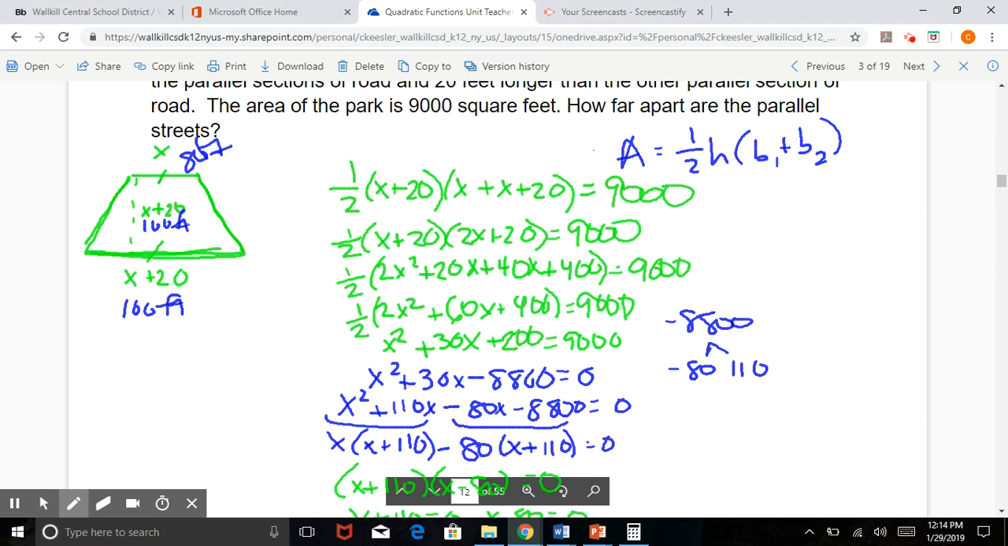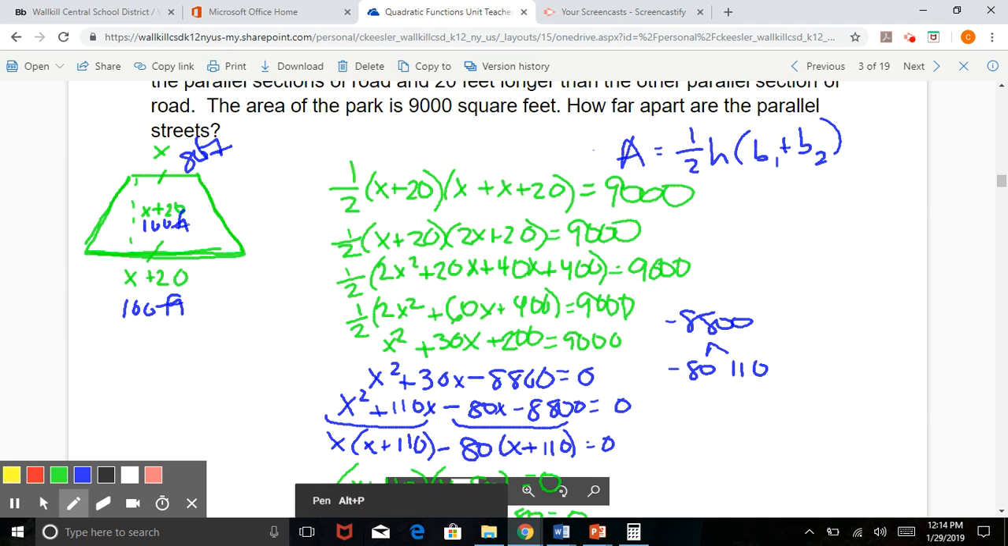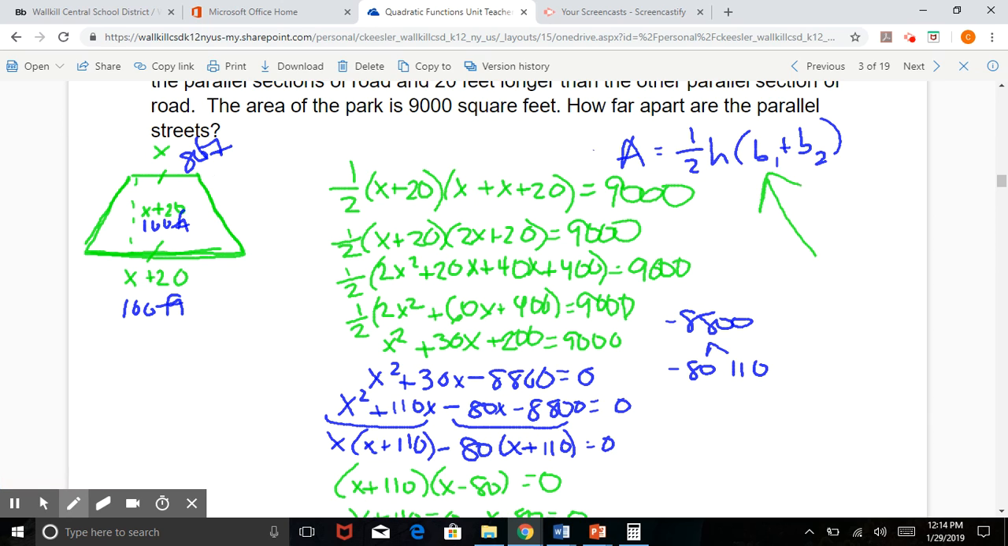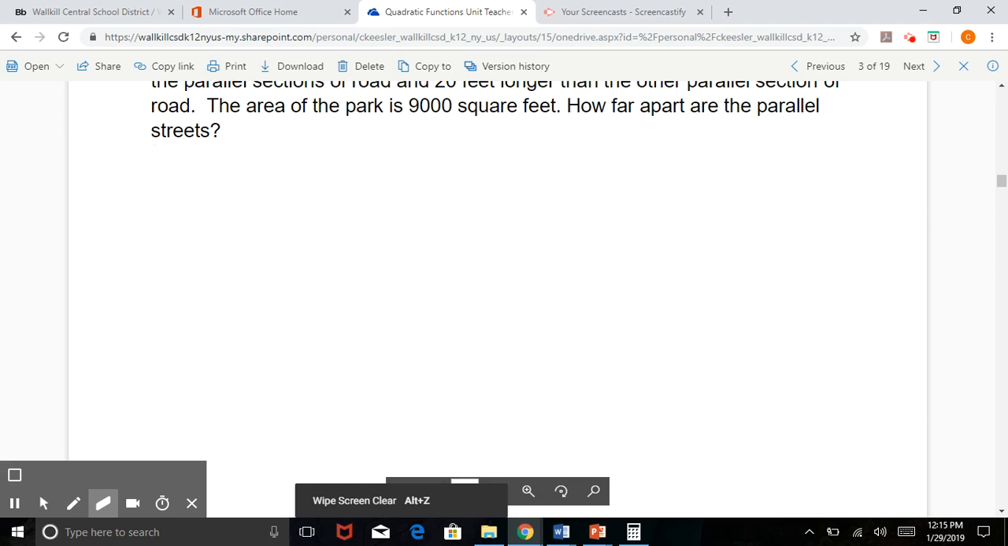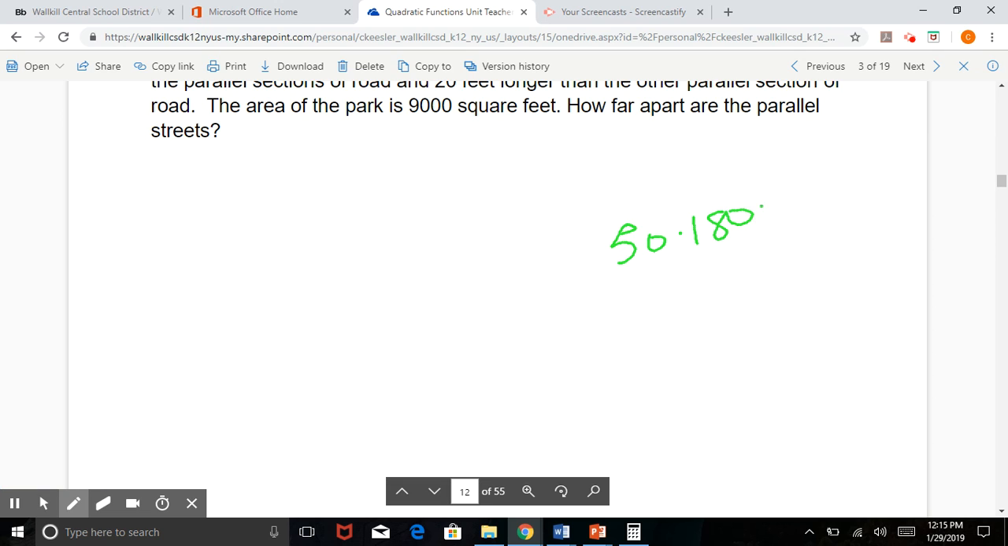And we could double check to prove that this works. If we plug it back into the original equation here, half of the height, which is 100, is 50. And 100 plus the 80 is 180. So this would be 50 times 180. And if you multiply 50 times 180, you do get 9,000, which is the area we're looking for.